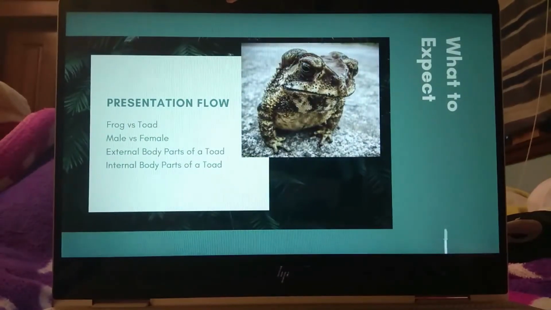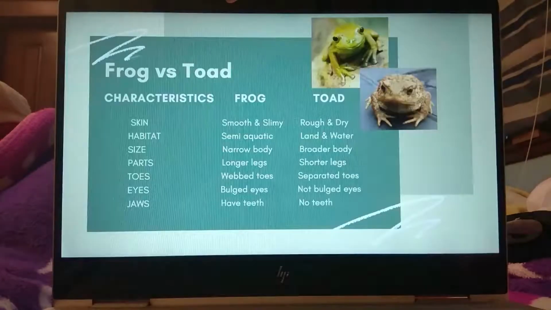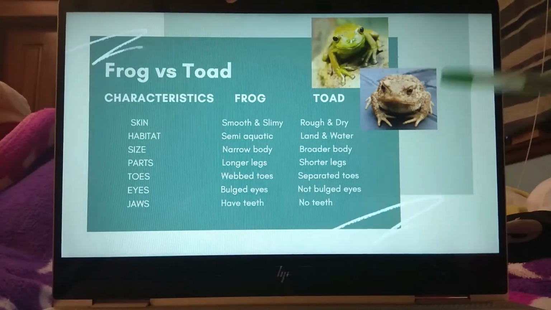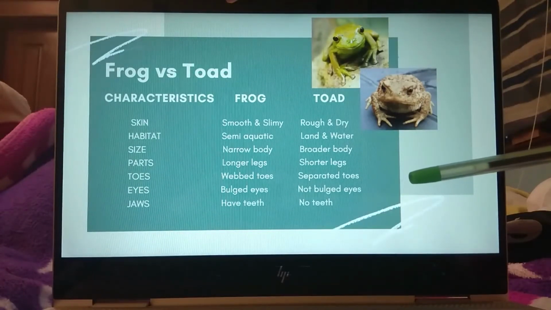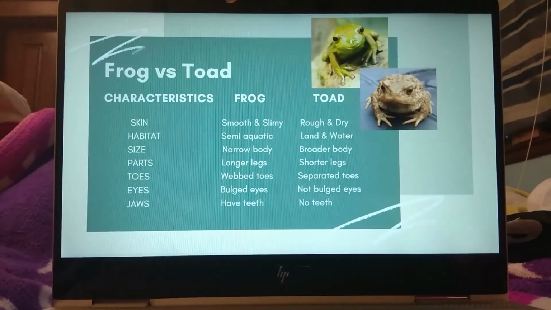So in our presentation we will talk about the differences of a frog and a toad, the difference between a male and a female toad, the external body parts of a toad, and the internal body parts of a toad. So starting with the difference between a frog and a toad, we have here a list of their differences with their characteristics. To define first, a frog is actually an amphibian which belongs to the order Anura, and a toad is a frog-like amphibian that belongs to the same order.